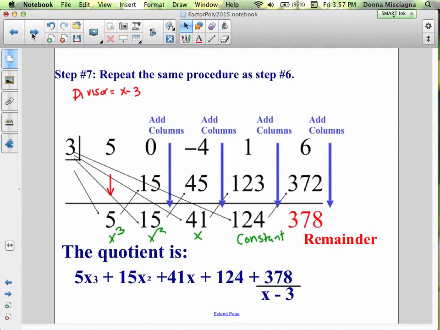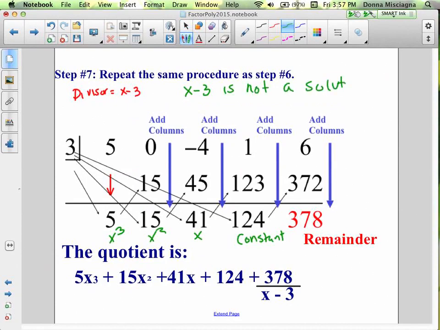All right, so negative 4 plus 45 was 41. And then we multiply 41 times 3. 41 times 3 is 123. And then we add. 123 plus 1 is 124. And then we multiply. 124 times 3 is 372. And then we add. So the very last number is always the remainder. Here our remainder is not 0, which means that x minus 3 is not a solution, because the remainder is not 0.